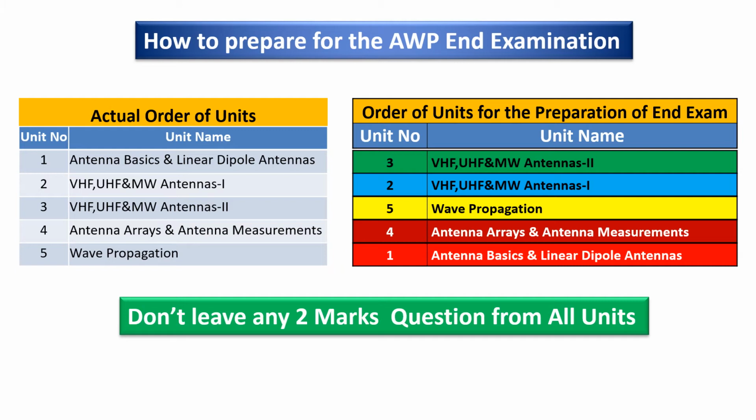So the first is the third unit, the next one is the second unit, the next one is the fifth unit, the next one is the fourth unit, and the next one is the first unit. Remember, we have given this order for the preparation of the end examination based on the content available in each particular unit. Is it clear?